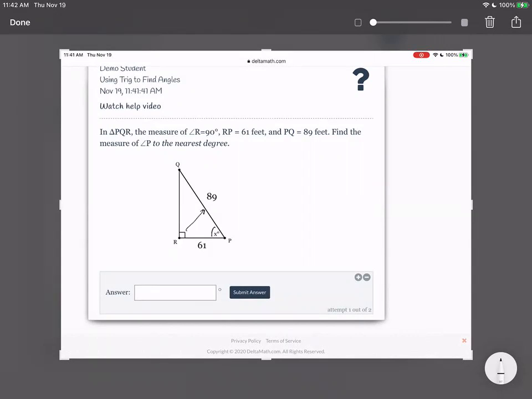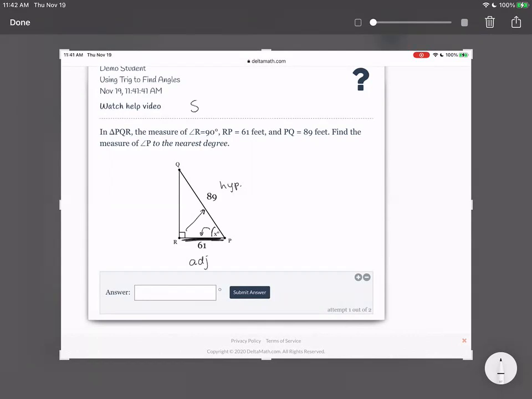You don't have to type the whole word if you're typing. Opposite, adjacent, or hypotenuse? What is the 89? Yay! Thanks, Evelyn. The hypotenuse. Good, the hypotenuse. And I'm just abbreviating it there. What about the 61, which shares a side with the angle x, and it's right next to it? What is the 61? Adjacent. Yes.